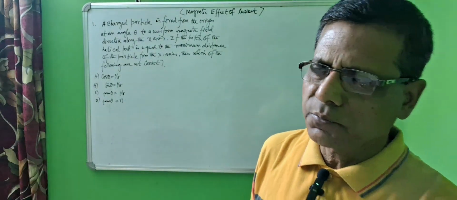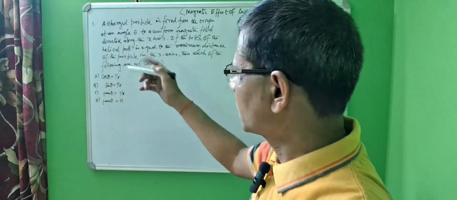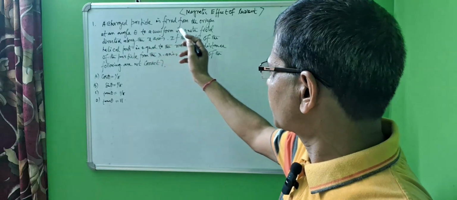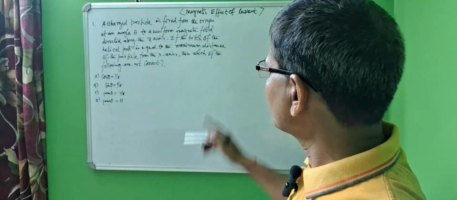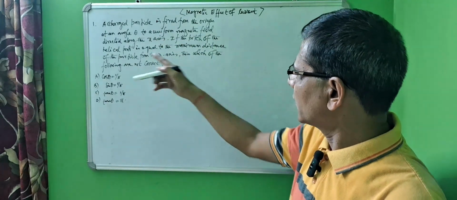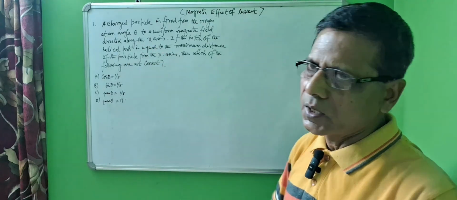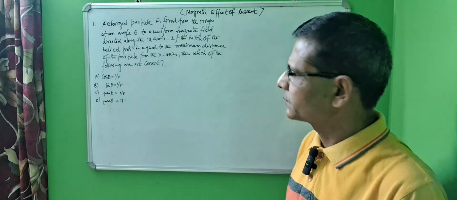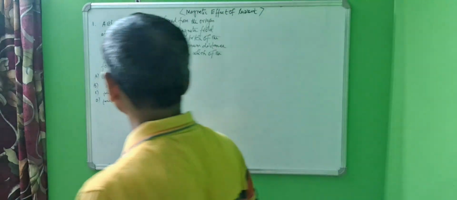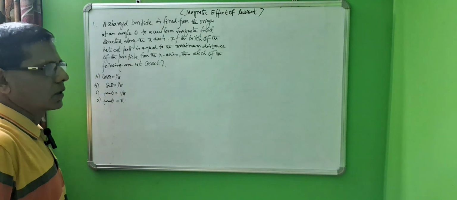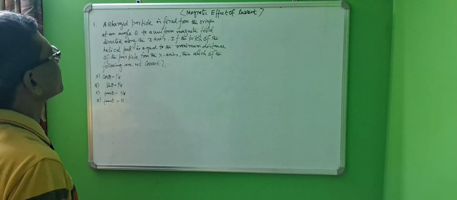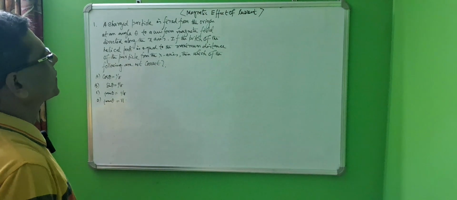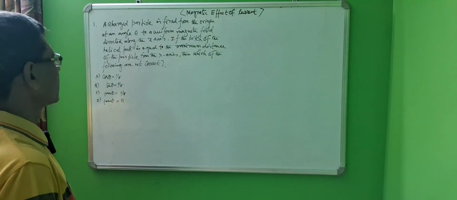So our first problem is going to be started, which is written as: a charged particle is fired from the origin at an angle theta to a uniform magnetic field directed along the x-axis. If the pitch of the helical path is equal to the maximum distance of the particle from the x-axis, then which of the following are not correct?